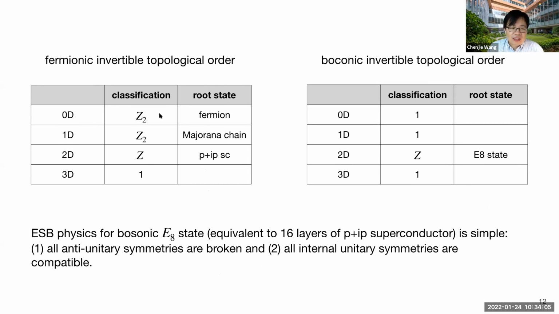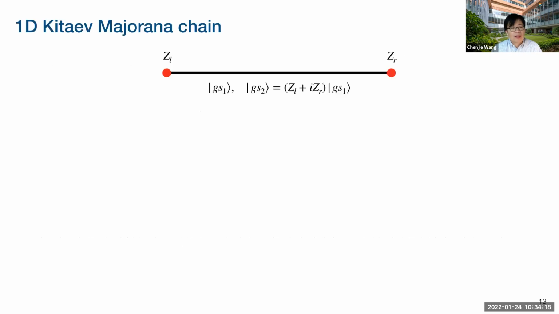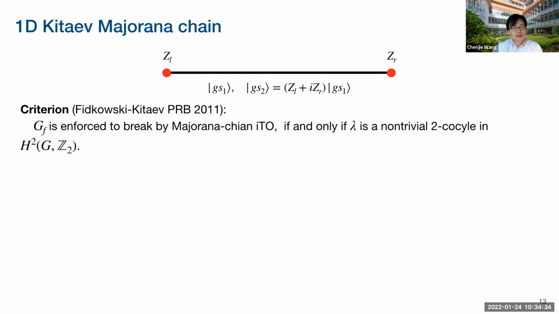So the rich physics we should look for is actually in fermion systems. In the rest of the talk, I'm going to focus on 1D and 2D fermion systems, fermionic invertible topological order. So let me start with the 1D Kitaev Majorana chain, and we ask the question: whether this topological order is compatible with any G_F. Actually, you can obtain a general criterion. The criterion was actually already obtained in Fidkowski and Kitaev's original paper when they classified one-dimensional fermion SPT phases.